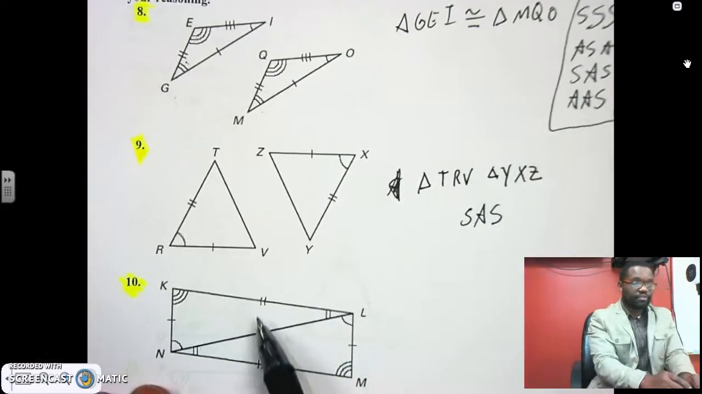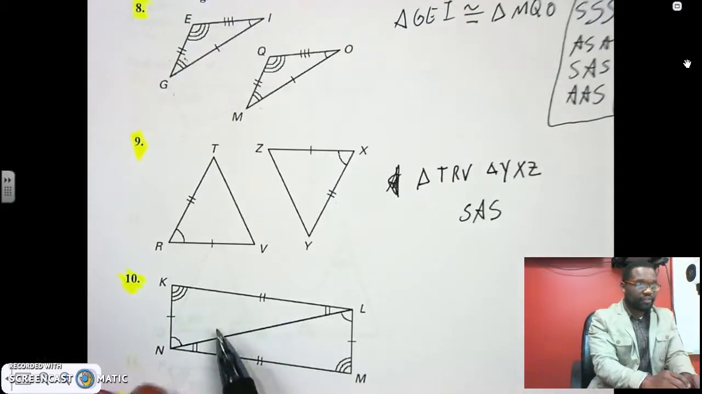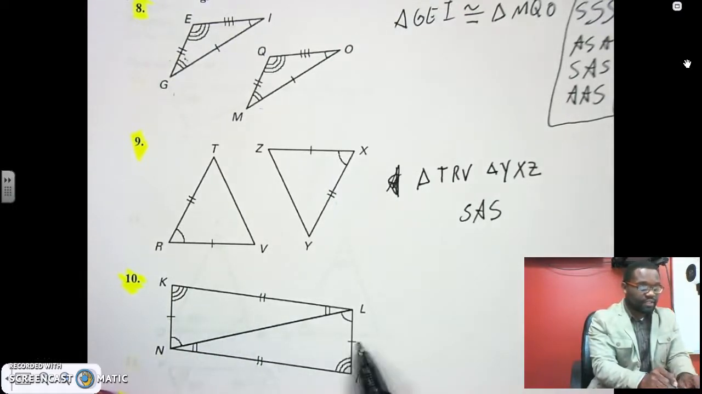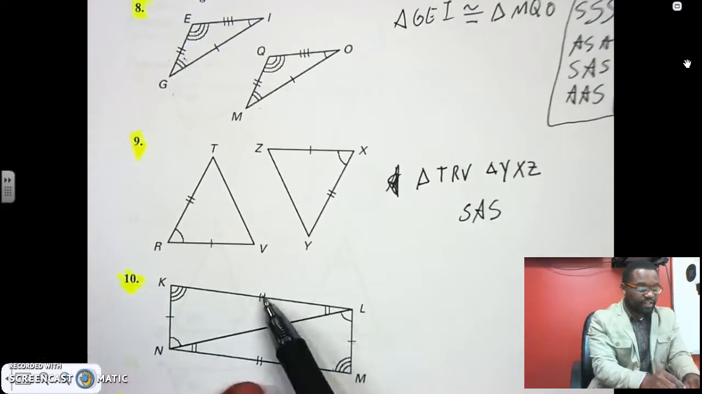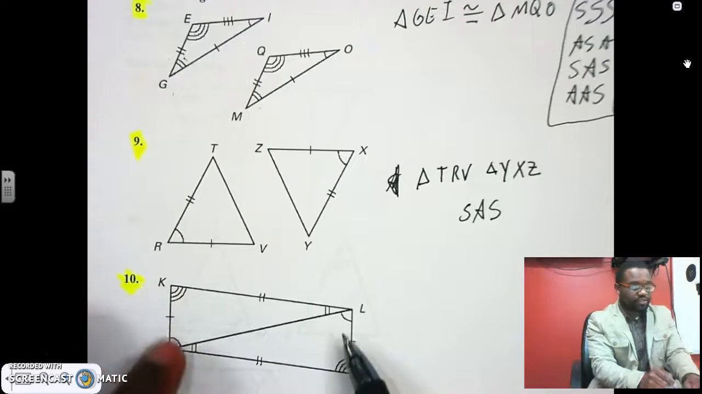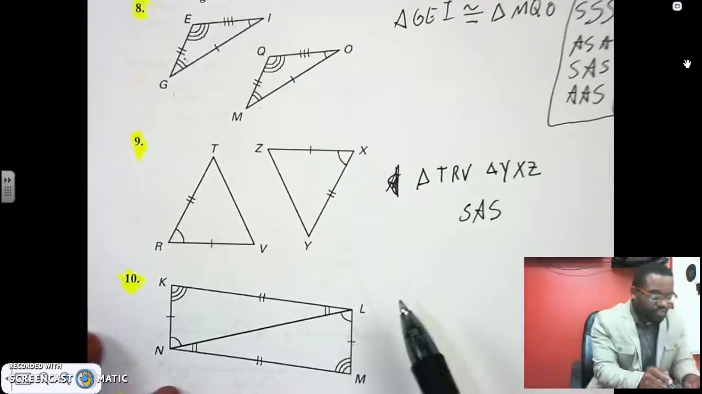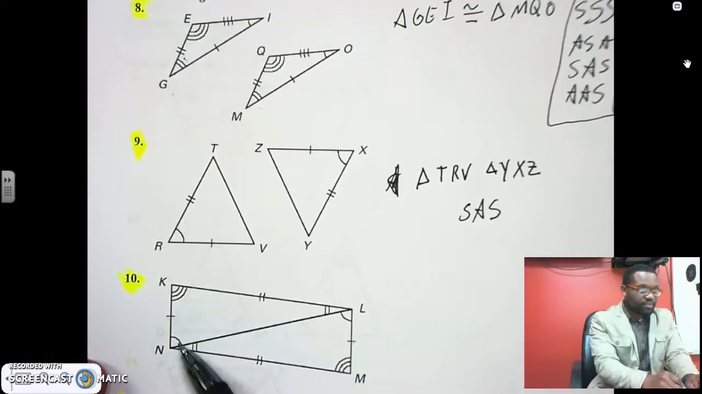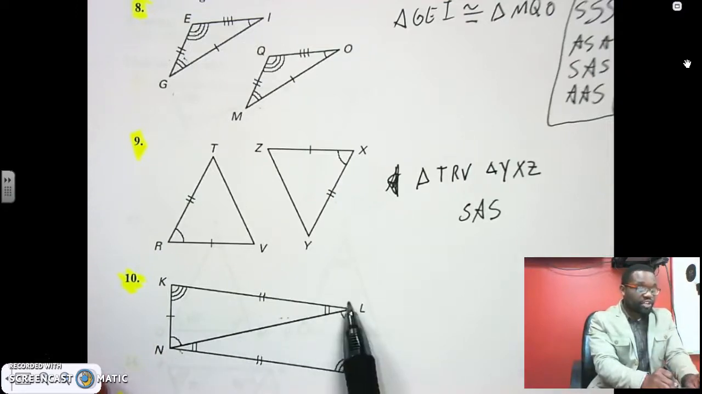Now let's look at number 10. Number 10, I have a side and a side. See those two match? I got another side, and I have 2 angles. Nope, actually I don't have 2 angles. You see how this one matches this one? And, oh yes I do, and this one matches this one. But notice how they share this side. Whenever 2 figures share a side, you know that side is congruent.